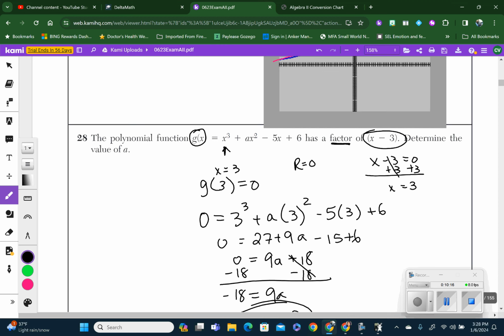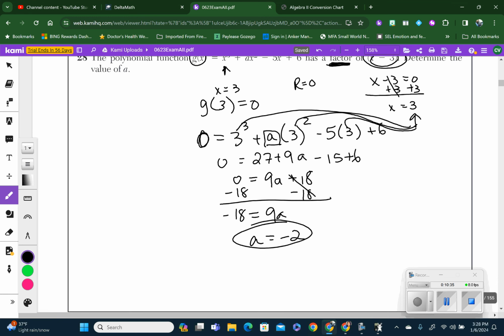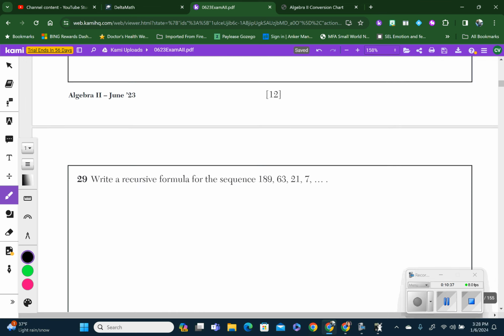Okay. And how did I know that? Because it says it's a factor, which means that if I flip this sign, the negative 3, and make it positive 3, like this, and I plug in my x equals 3 wherever I see an x, that'll allow me to get the a by itself, because the factor means that this answer here is 0.